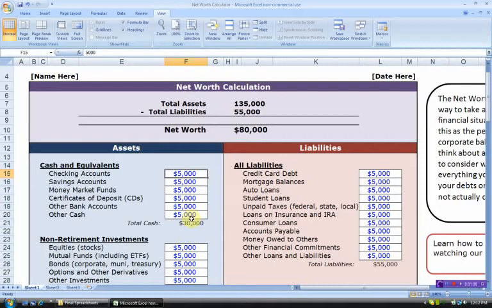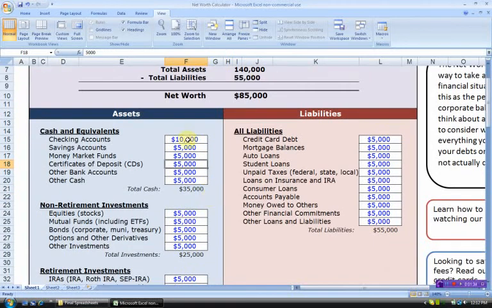So for starters, we have in our assets cash and equivalents, things like your checking accounts, savings accounts, money market funds, certificates of deposit, other bank accounts, and other cash. Right now we have just $5,000 inputted in all of these, but let's say for example that I have $10,000 in my checking account. That's going to impact my total cash field down here, and it's also going to change my total assets up here. This, like everything else in this spreadsheet, can be customized based on the specifics of your financial situation.